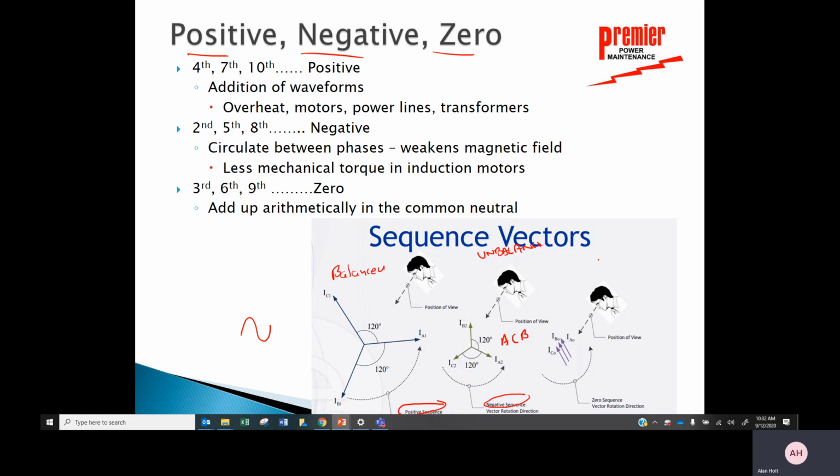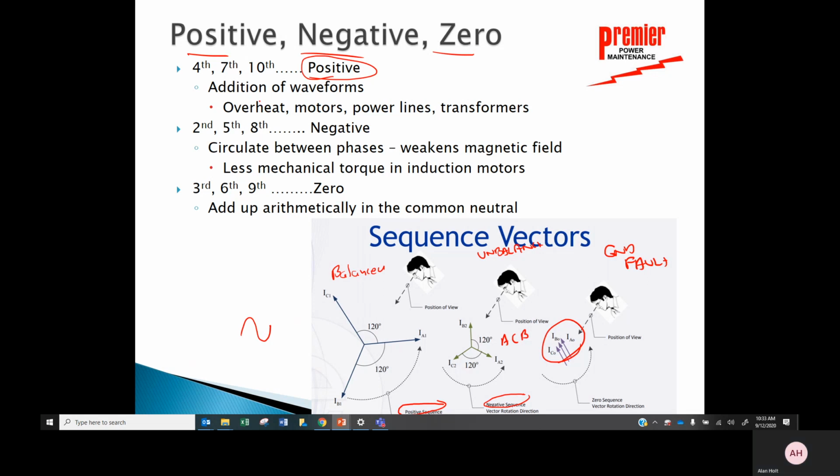And then for unbalanced conditions where I actually have a ground fault going, I have all three currents in phase, rotating the same direction, okay? So on various harmonics, I see things happen. So for fourth, seventh, and 10th harmonics, I see positive currents. The waveforms add, but there's really not any unbalance of the system, but the waveforms add.